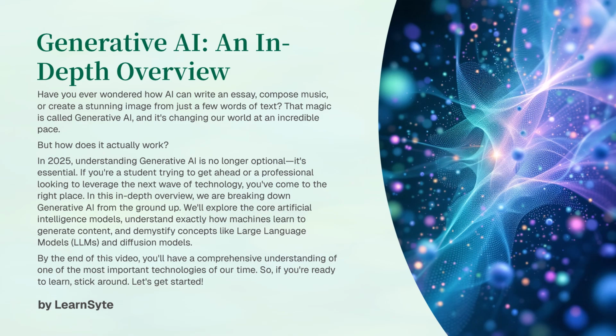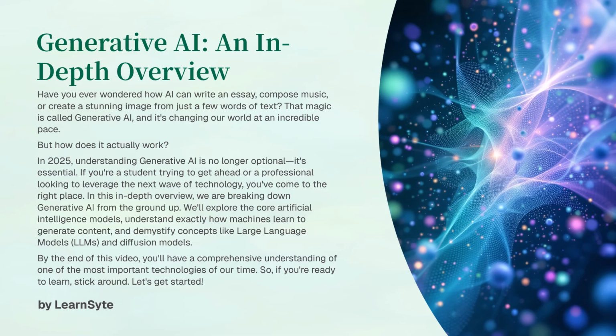Have you ever wondered how AI can write an essay, compose music, or create a stunning image from just a few words of text? That magic is called generative AI, and it's changing our world at an incredible pace. But how does it actually work? In 2025, understanding generative AI is no longer optional, it's essential.